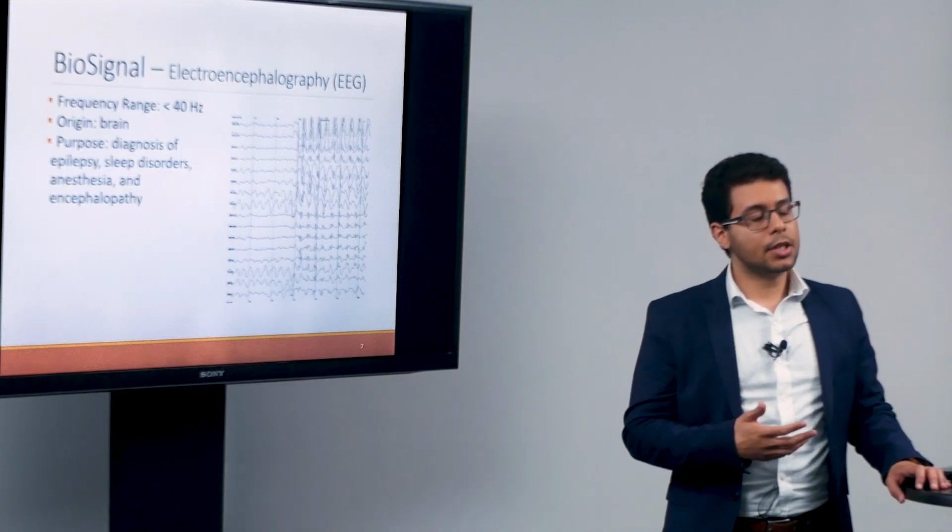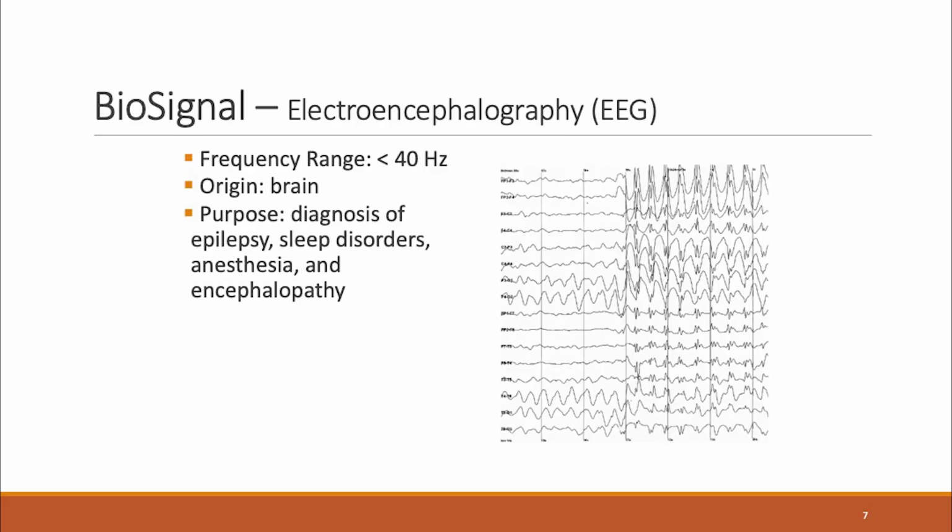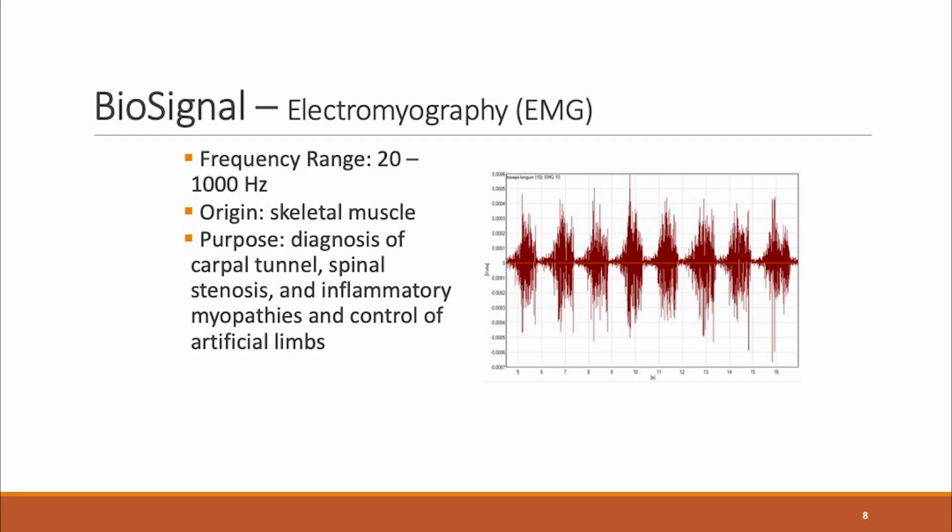The second signal is EEG, which is brain signals, electroencephalography. It's used in order to diagnose epilepsy. And as you can see, the signal is quite hard to discern whether it's good or bad because it doesn't have very discernible patterns.